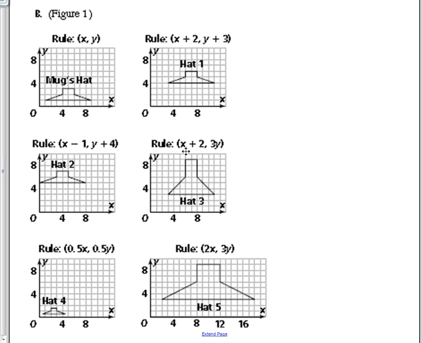Look at this one. Yeah, we added, but this one gets 3 times taller because of the 3y. This one, hat number 4, is half the size because we did 0.5 times x and 0.5 times y. So it's half as tall, half as wide. But then this one, hat number 5, is 2 times as wide and 3 times as tall. Check your answers, check yours to make sure that they're correct.